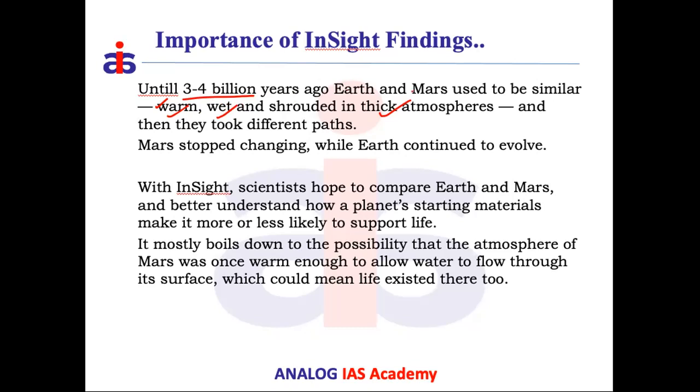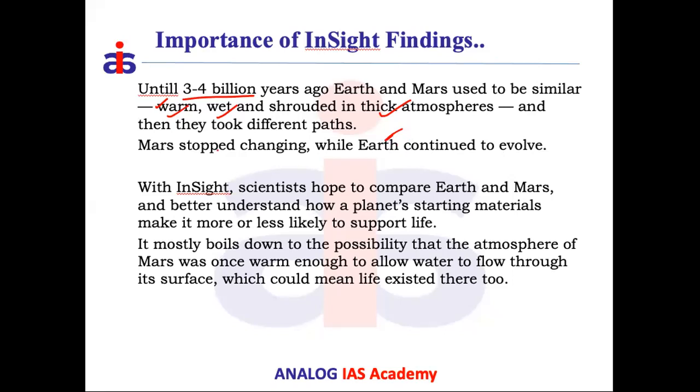So that is why, until 3 to 4 billion years ago, with respect to these characteristics, both the earth and Mars had similar characteristics. But then Mars stopped changing. It completely stopped its evolution. But earth continued to evolve. And after that, life originated on the earth's surface. And the consequence is that we can see the whole earth inhabited with living beings like humans, non-humans, trees, all the plants.